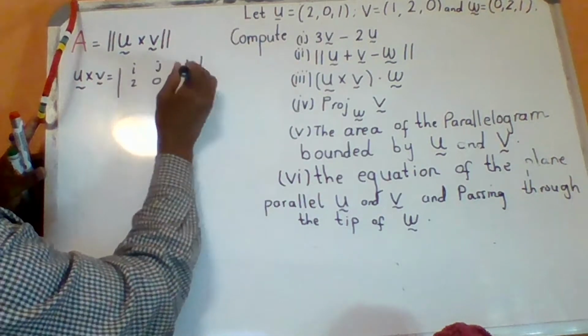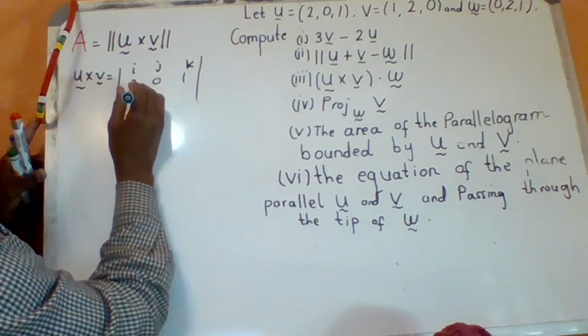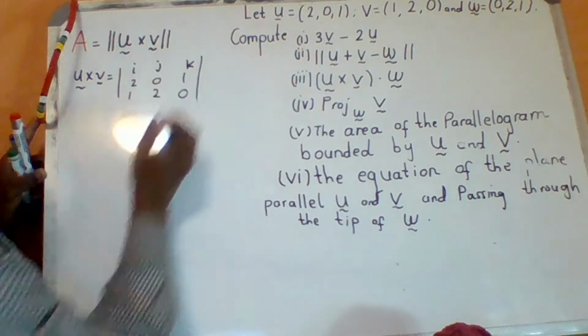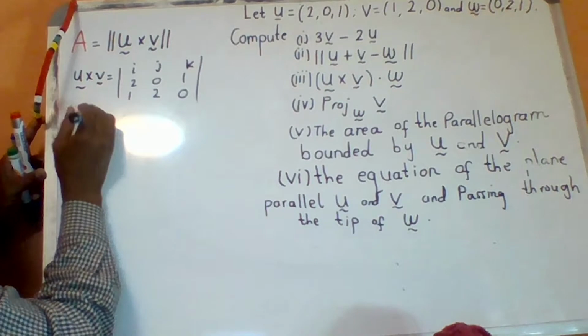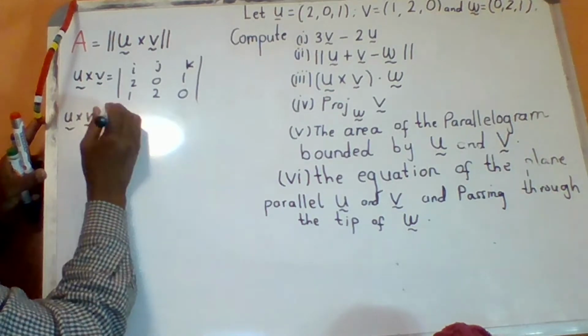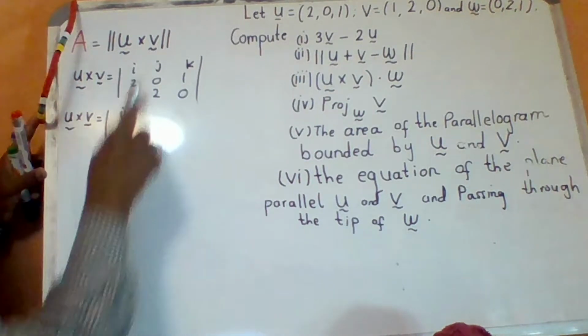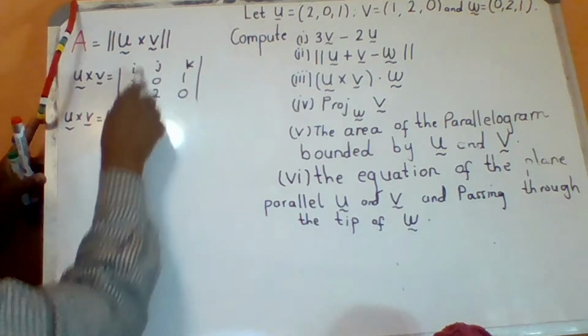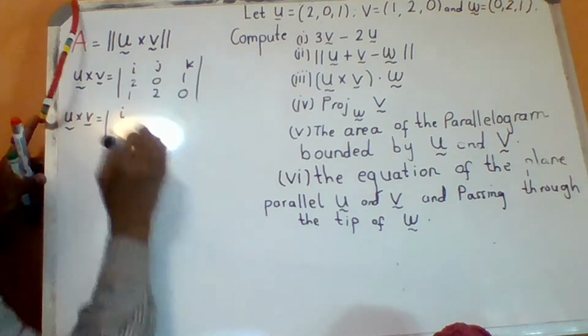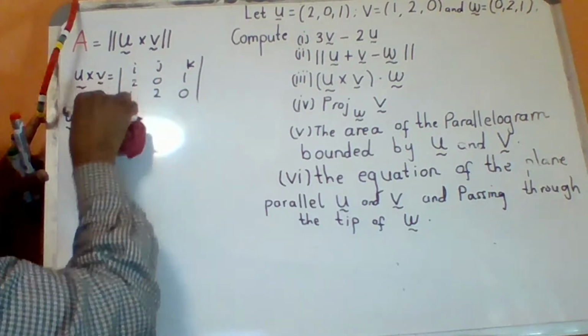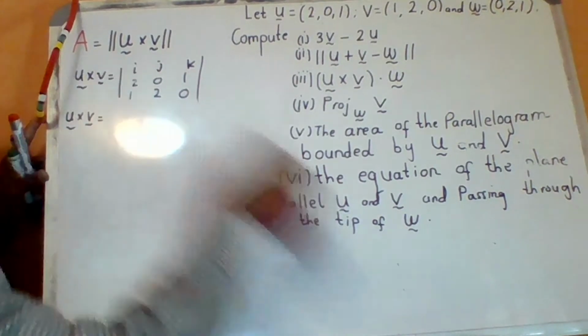So let's start with the cross product. Let's find U cross V first. We're going to write i, j, and k. That's obvious when you cross vectors. What is our U? Our U equals 2, 0, 1. And our V equals 1, 2, and 0. So let's cross now, man.